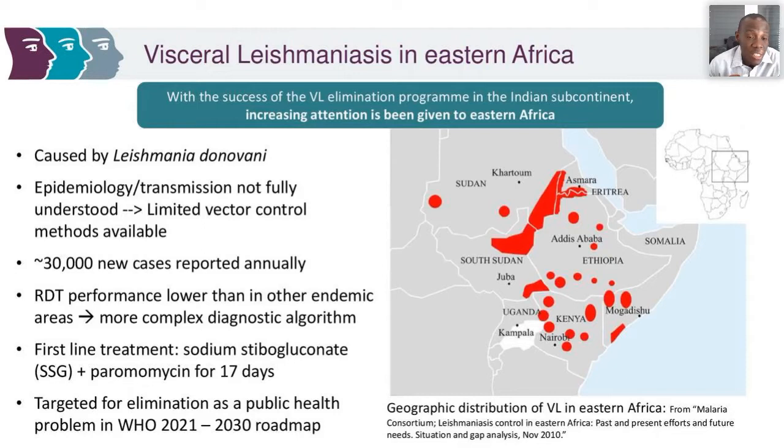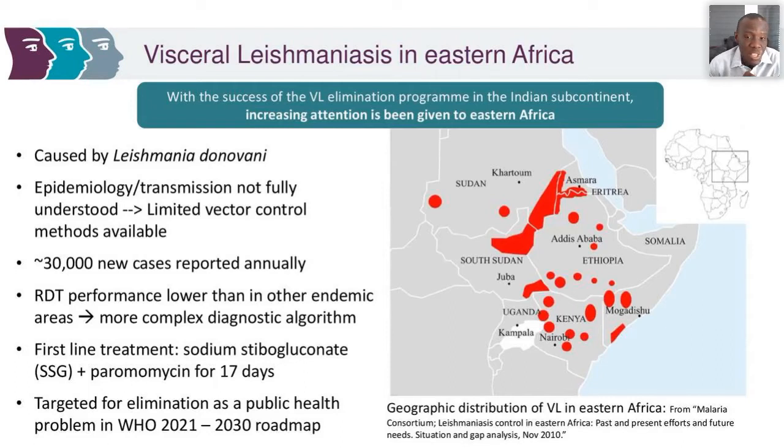There are many challenges to the control of visceral leishmaniasis in Eastern Africa. But one of the main things is the epidemiology, which is not fully understood. There is transmission by vectors. There can be human-to-human transmission, and there are also reservoirs in the communities. And yearly, many thousands of cases are reported.